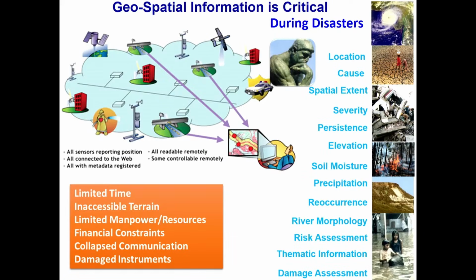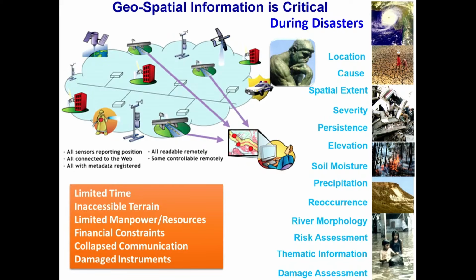Now, once we think of any disaster, there are various types of information that are required: about the location, what could be the probable cause, what is the extent, what is the severity, what is the persistence, at what elevation, what was the soil moisture, or what type of precipitation, whether it will reoccur, any changes in the river morphology, what is the risk, and so on, and also the damage assessment.